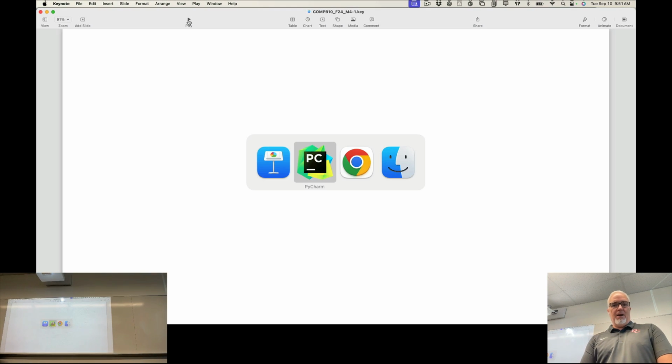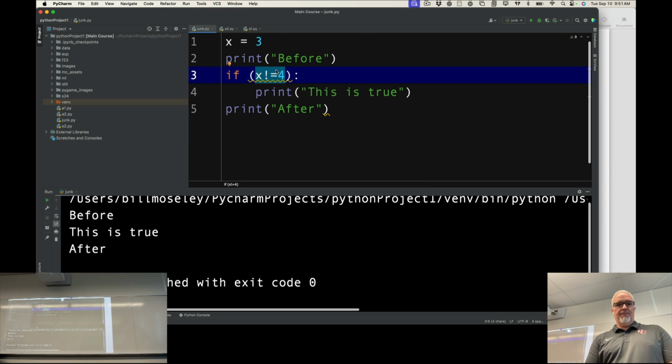So when we're talking about things like this, we can use comparison operators in all of these different scenarios. But what matters here is that this has to evaluate to true or false. By the way, what happens here? Does it print?